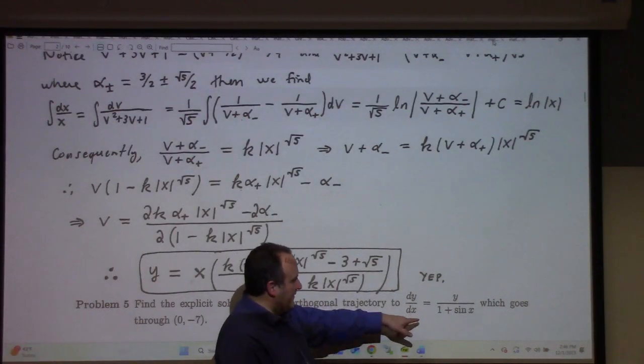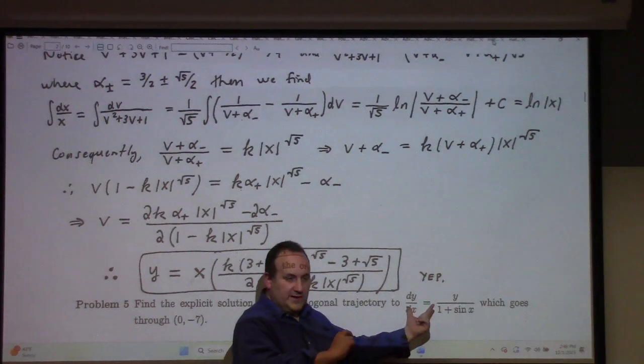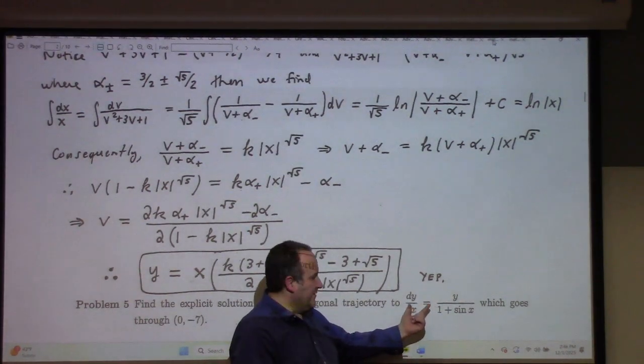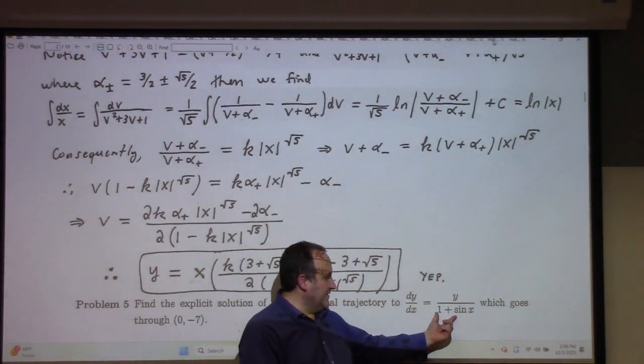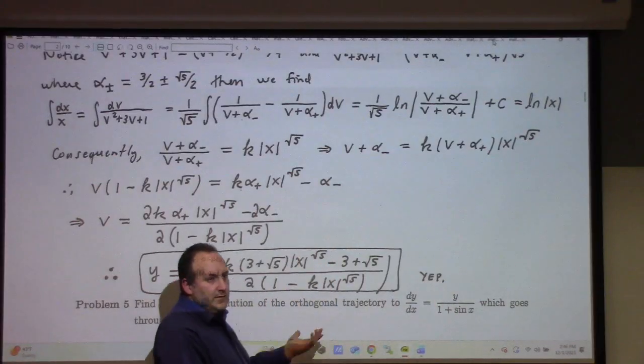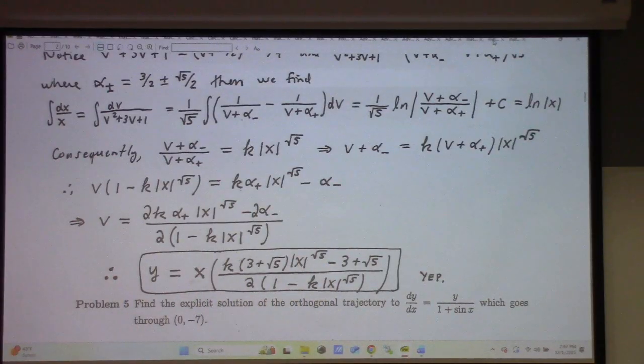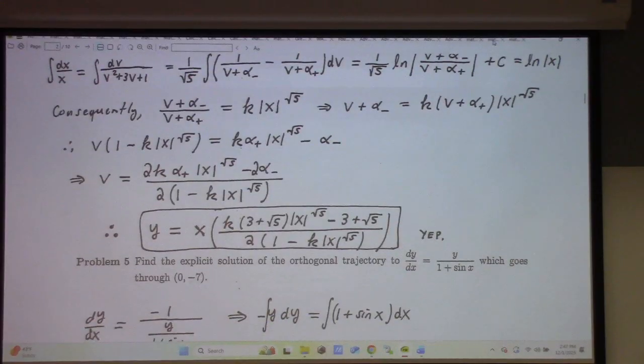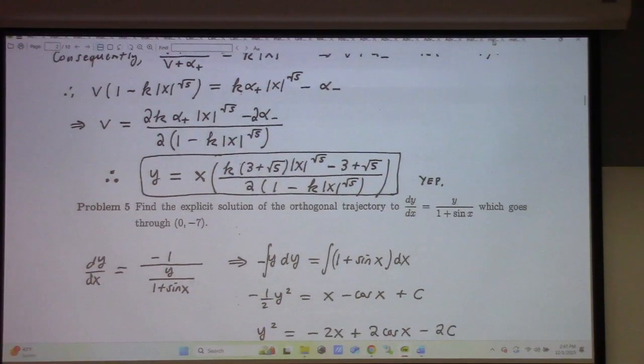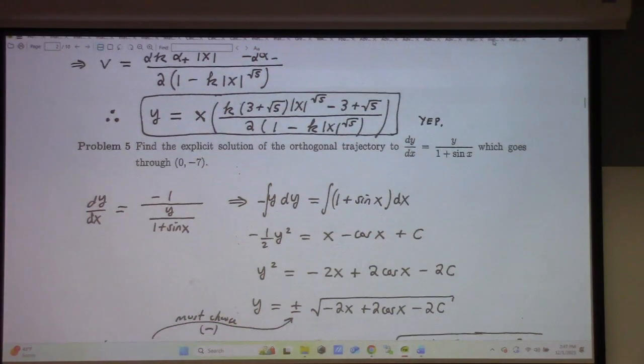So to find the orthogonal trajectory to this one, we need to solve the negative reciprocal slope, right? So we're going to be solving dy/dx equals (1 plus sine x) over minus y. Solving that related differential equation gives us the orthogonal trajectories. I also have a point, so we're going to have to fit the point to the data, right?